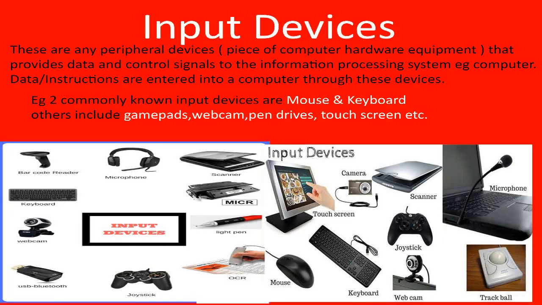So we go to input devices, and these are any peripheral devices or pieces of computer hardware equipment that provide data into a computer. You can see an input, like a flash there. They provide the data and control signals to the information processing system, for example, a computer. So data or instructions are entered into a computer through these devices.